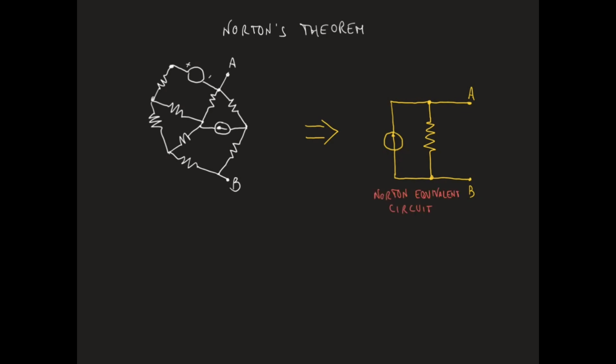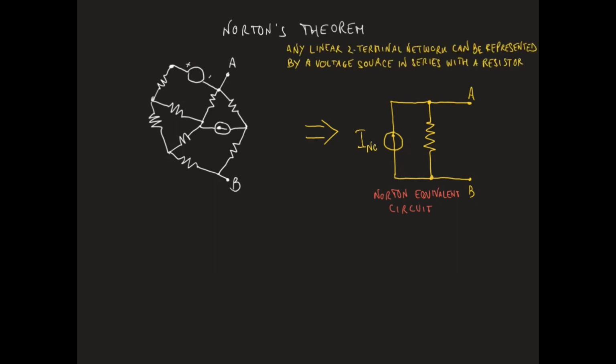So Norton's theorem states that any linear two-terminal network can be represented by means of a current source in parallel with a resistor. The current source, IN, is called the Norton current source, while the resistor, RN, is called the Norton resistor.